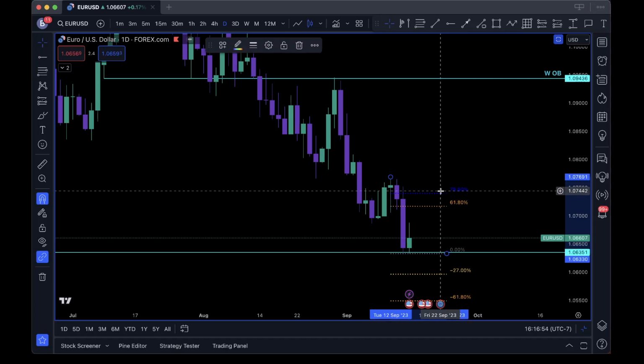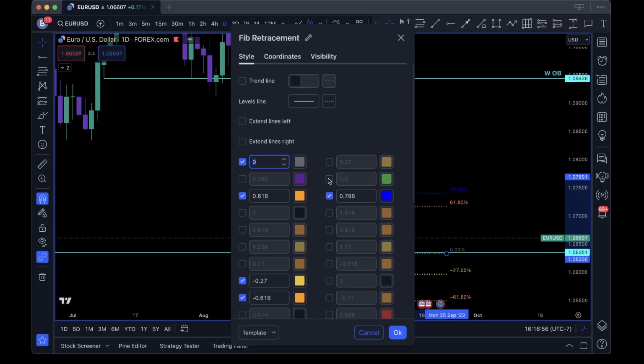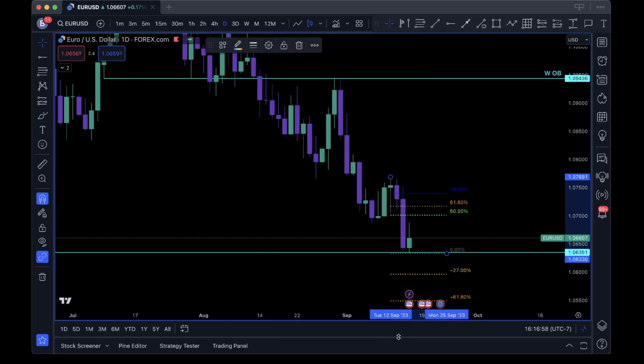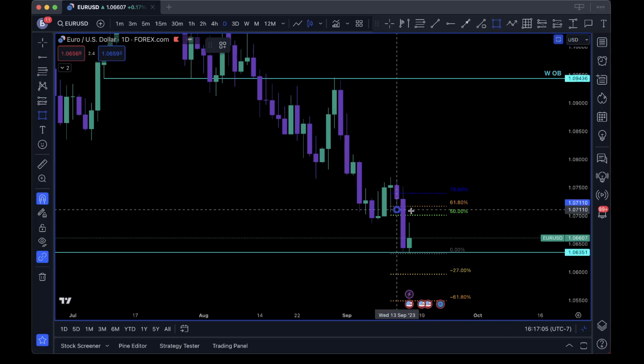Well, let's go ahead and put our 50% on, because if I'm going to sell Euro, I want to sell it in premium, right? I don't want to sell Euro cheap. I want to sell Euro when it's a bit more expensive. We do have this fair value gap on the daily, so let's go ahead and mark that out.